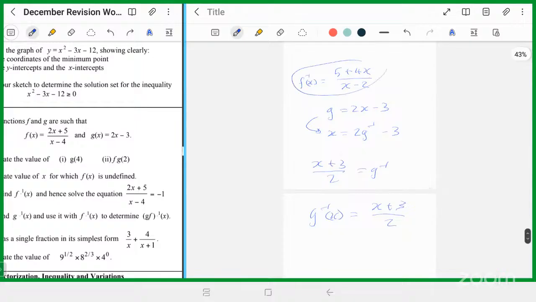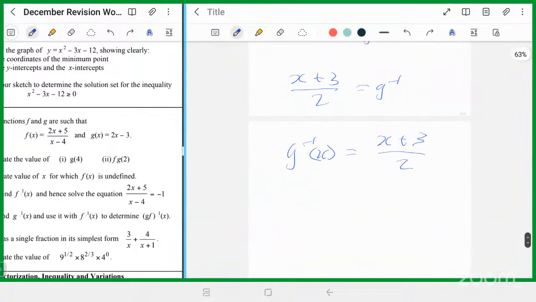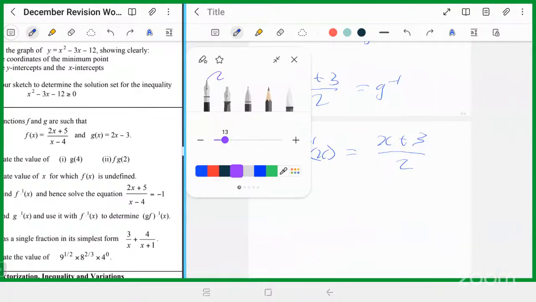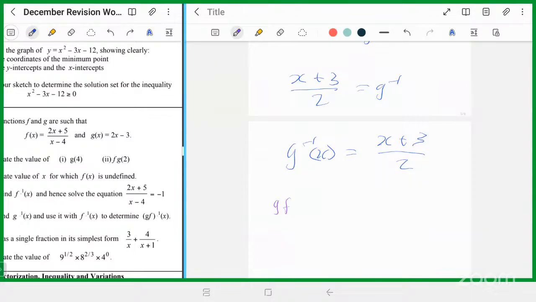We have these two functions now, right? And the question wants us to use those two functions to find this. That's the inverse of a composite function. What we have to remember is that the inverse of a composite function gf to the minus 1 is equal to these two switched around, f to the minus 1 of g to the minus 1. Here the f is second, over here it is first. Here the g is first, over here it is second.